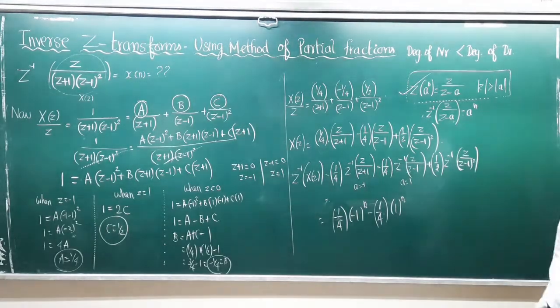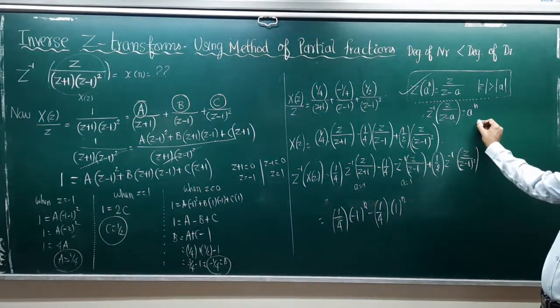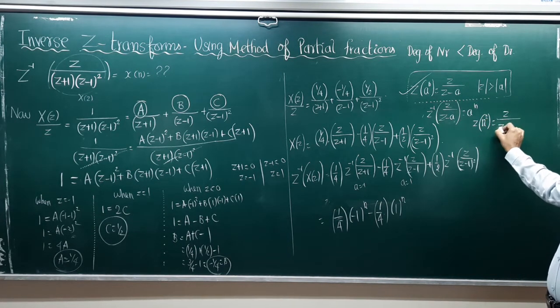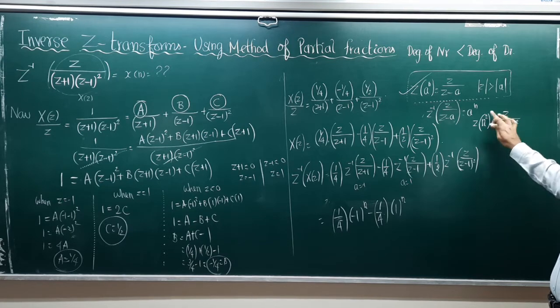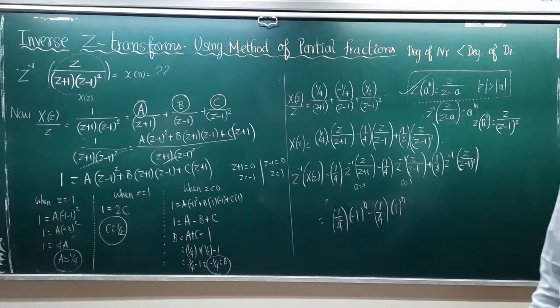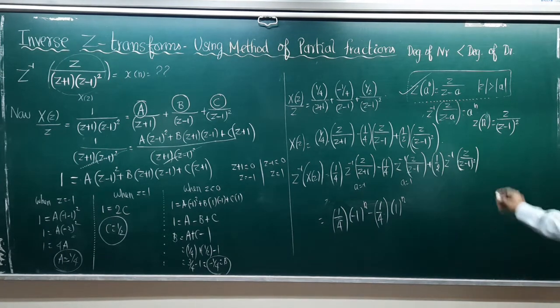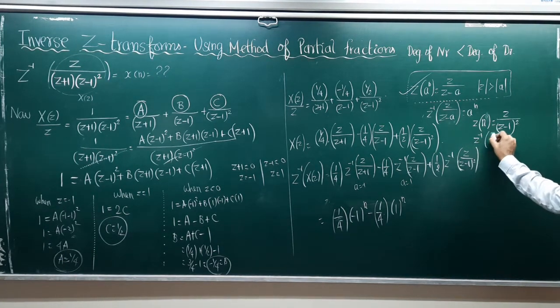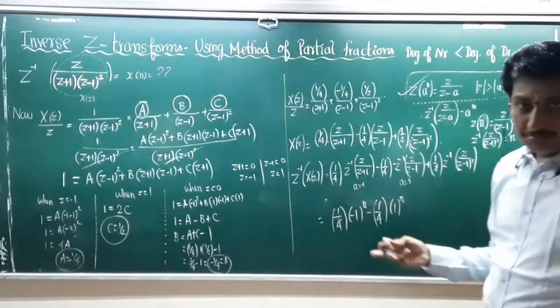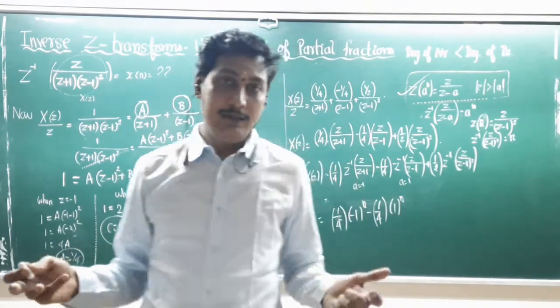Unless you know this result, what is the Z transform of n? The Z transform of n is Z by Z minus 1 whole square. Then you get the Z inverse: the Z inverse of Z by Z minus 1 whole square is nothing but n. So if you don't know this result, you can't get the last term.